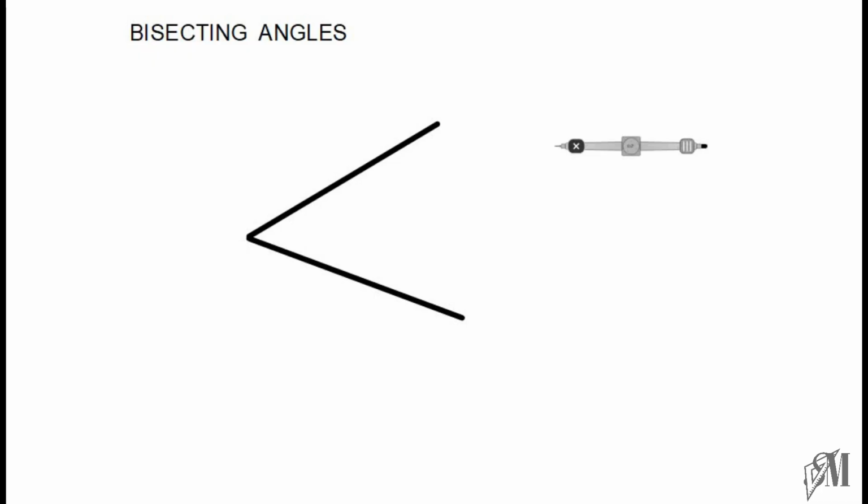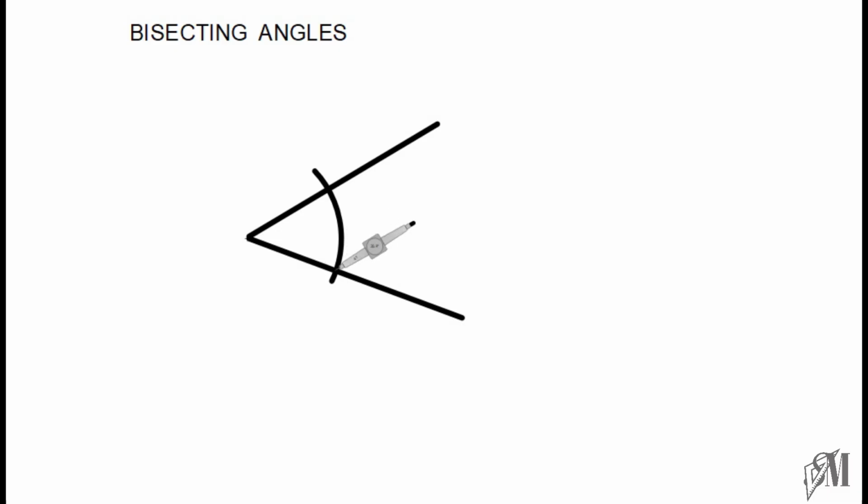The first part of this lesson is to learn how to bisect an angle. Bisecting an angle means we divide the magnitude of the angle into two halves. So the first step is place your compass at the vertex of the angle like this and draw an arc to cut both the arms of the angle. So you can do it like this.